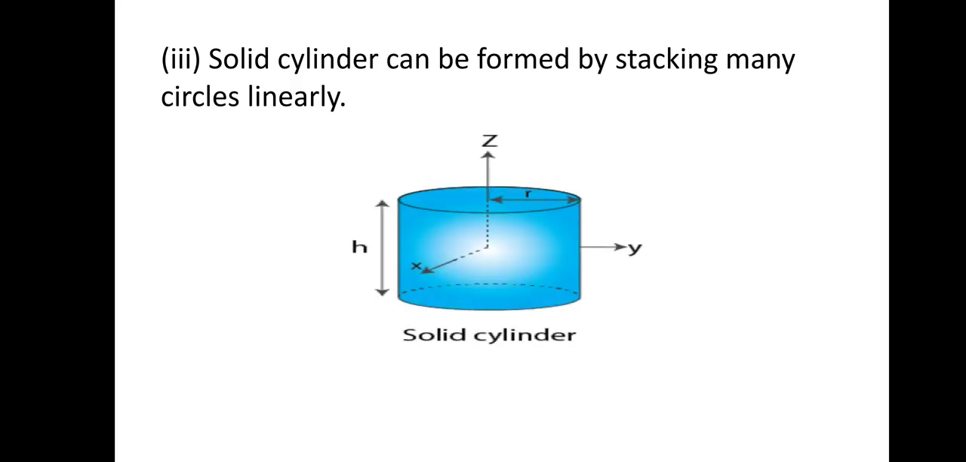Now coming to solid cylinder, though it is not a polyhedron, I told you that it has curved faces, so it is not a polyhedron, but we will study how we can get a solid cylinder. A solid cylinder can be formed by stacking many circles linearly. Like this, I will be able to get the solid cylinder.